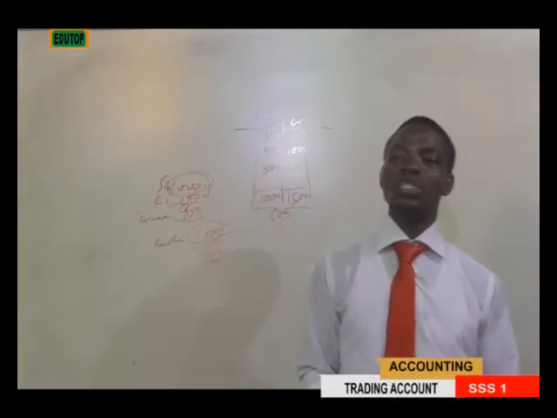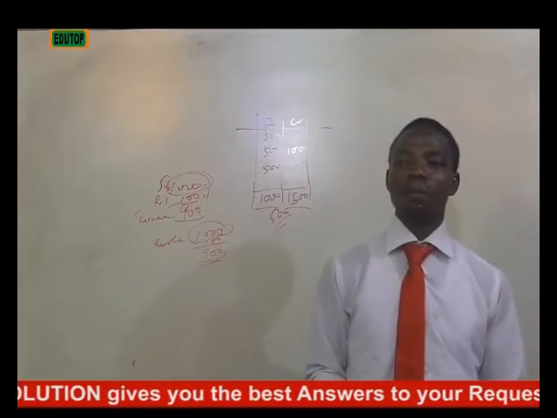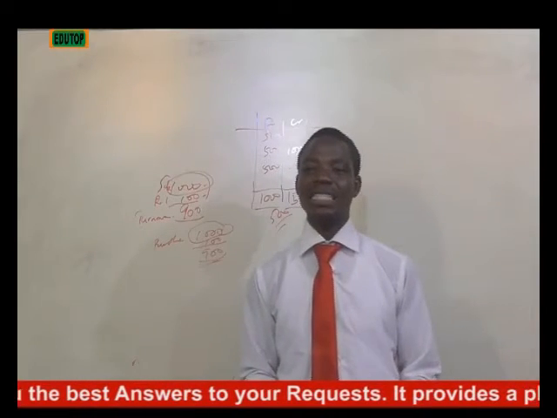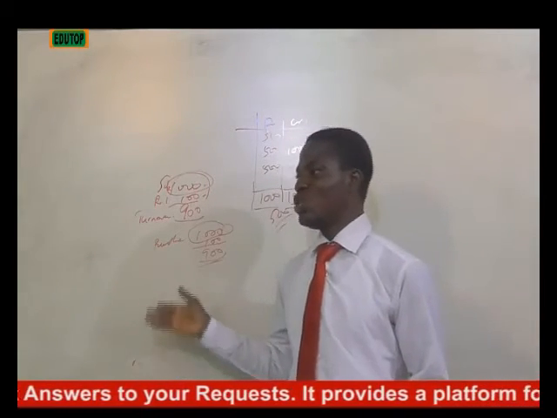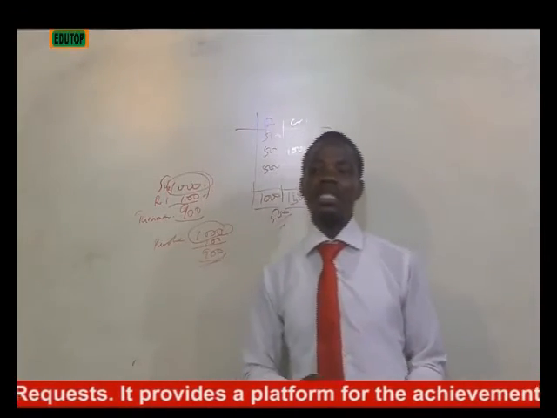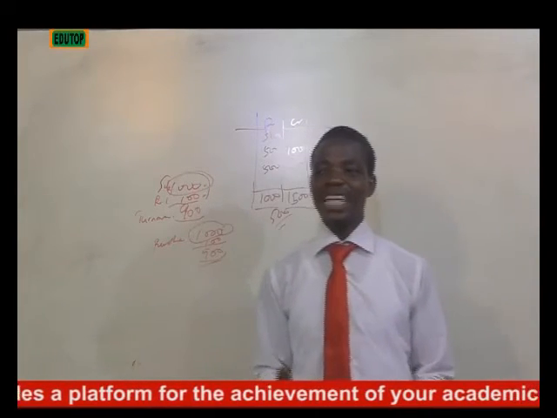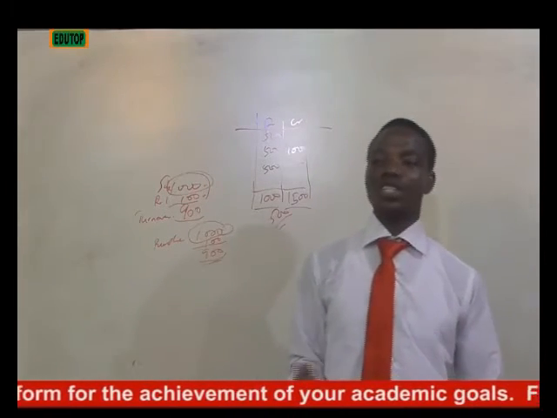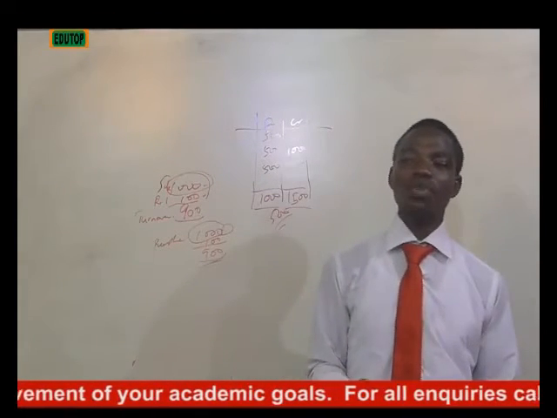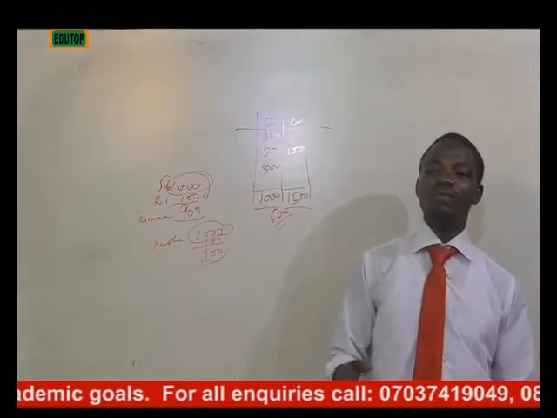Then cost of goods sold. This is the total cost of goods actually sold by the organization. We will illustrate that when we get to the question per se. Then cost of goods available for sale. This is the addition of opening stock and purchases. Then we have opening stock. What is opening stock? This represents goods available in a business at the beginning of the period.